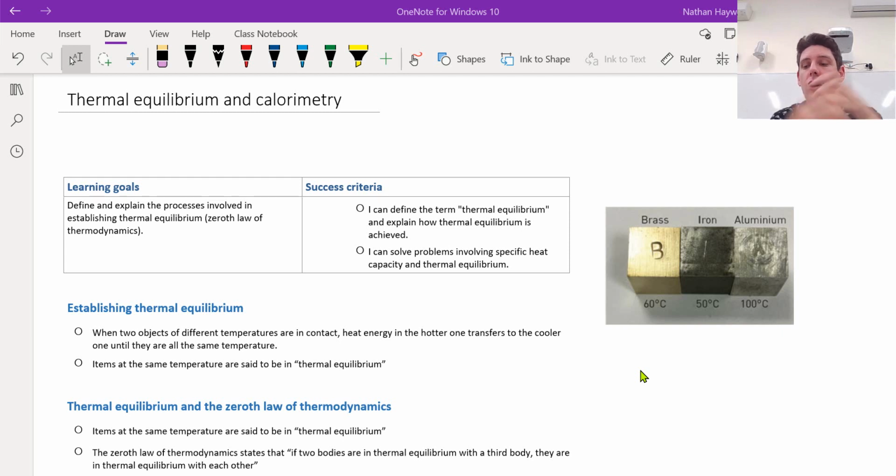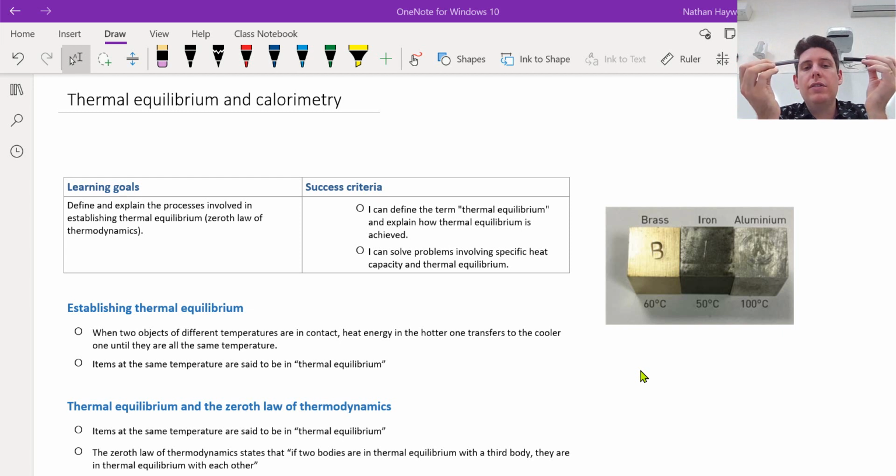So you have two objects touching, two pieces of metal, two solids touching, at different temperatures. They are going to eventually become in thermal equilibrium. So the heat will transfer from the hotter object to the colder object.